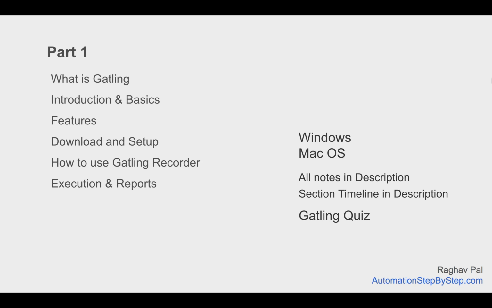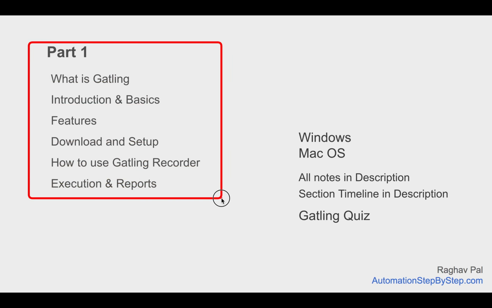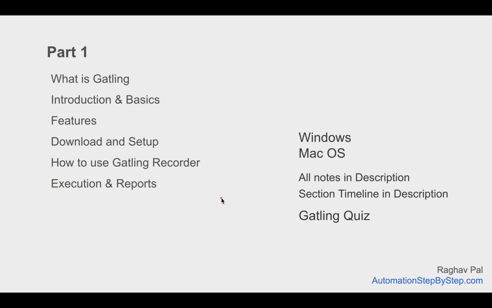In part 1, we have already seen what is Gatling. We looked at the introduction, we looked at the features, we also learned how to download and set up. We used standalone Gatling in part 1. We learned how to use Gatling recorder, how to create Gatling scripts, and then how to execute Gatling scripts and check the reports. So all this we have completed in part 1. Just in case you have not watched part 1, you can watch that first and then come here.